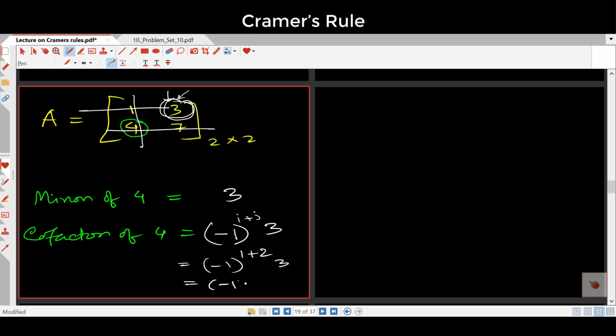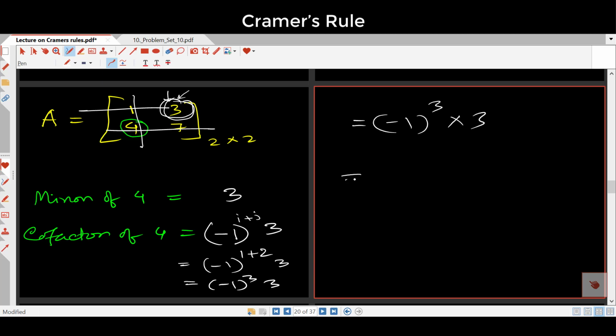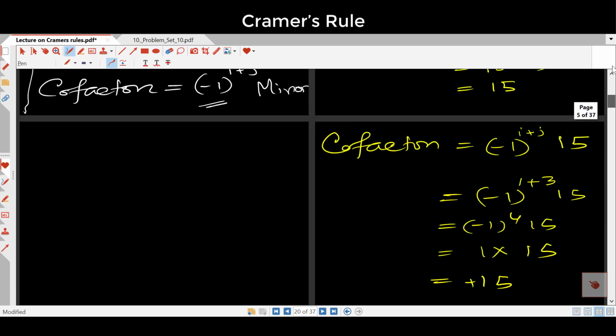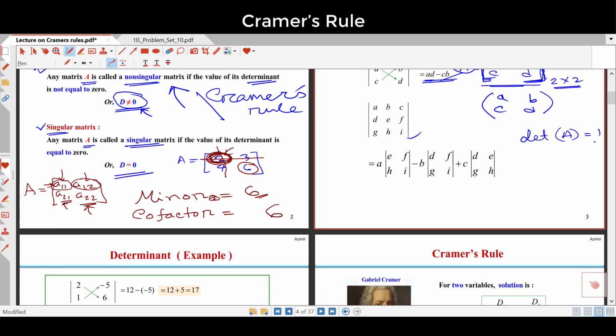So we are getting minus 1 power 3 times 3. You know that minus 1 power 3 is minus 1. So minus 3. So minor of 4 is 3, but cofactor of 4 is minus 3. That is the relation between minor and cofactor. So let's get back to our main discussion.